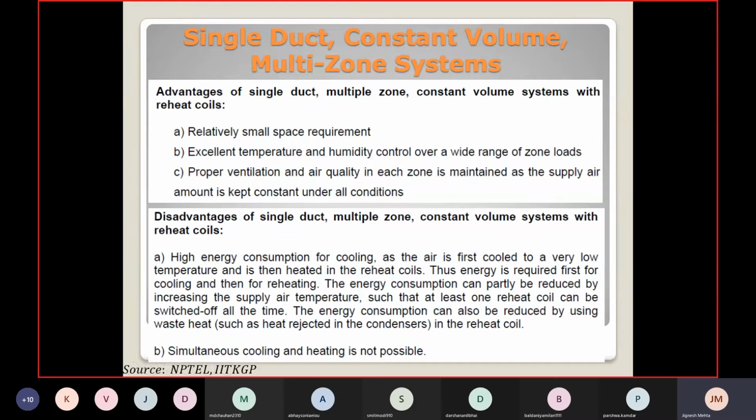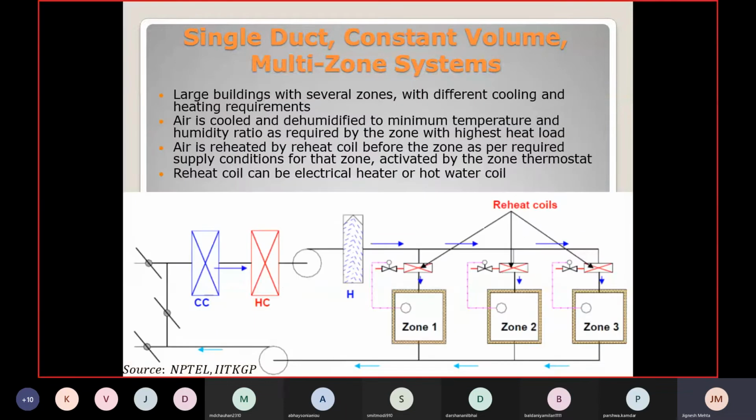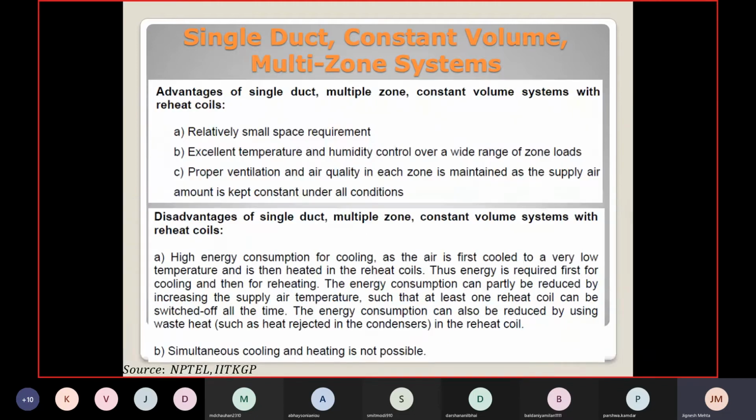Simultaneous cooling and heating is not possible. So this system is suitable, like if you're talking about summer air conditioning, then this reheating may be used. If you're talking about winter air conditioning, then there is no use of this reheating coil, or it can probably be a cooling coil. At a given point of time, if one zone is to be heated and another zone is to be cooled, that won't be possible in such systems.